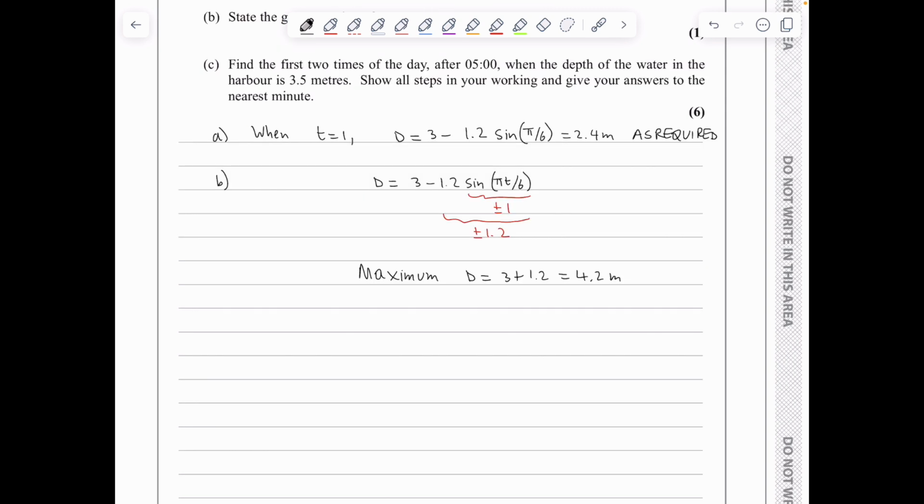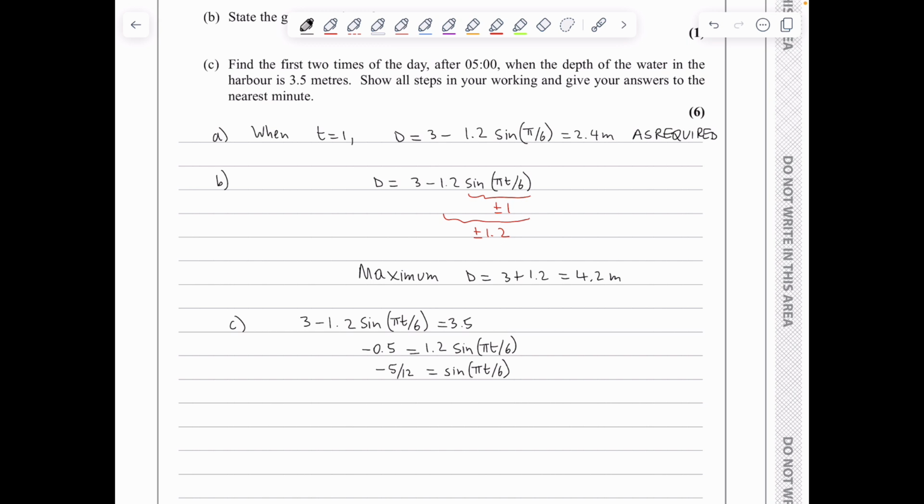In part C, we need to find the first 2 times of the day after 5 o'clock in the morning that the depth of the water in the harbor is 3.5 meters, and we need to give our answers to the nearest minute. So essentially here we're being asked to solve 3 minus 1.2 sine of pi t over 6 being equal to 3.5. This leads to minus 0.5 being equal to 1.2 sine of pi t over 6, which leads to minus 5 over 12 being sine of pi t over 6.